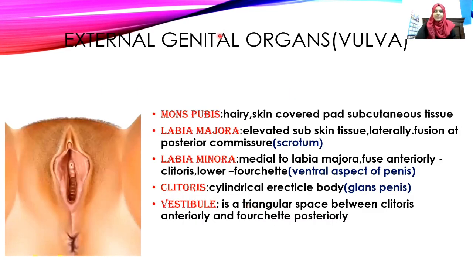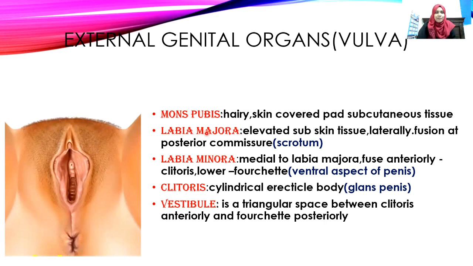Here we will be dealing with the external genital organs or the vulva. The first portion is called the mons pubis. The mons pubis is the hairy, skin-covered subcutaneous tissue that you can see over here. This portion is called the mons pubis.